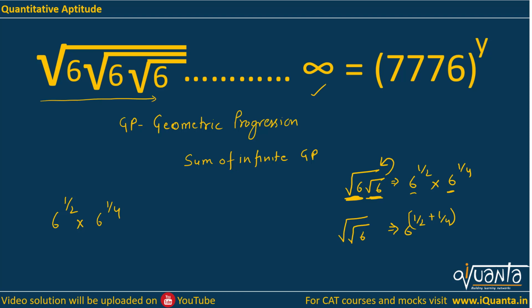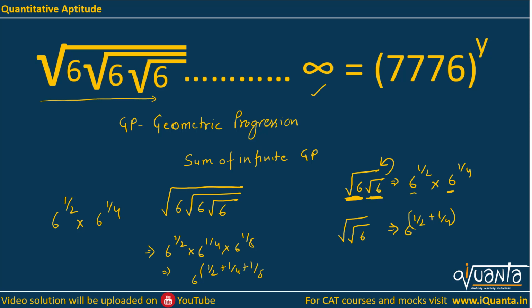Similarly, if we were given under root 6, then under root 6, then under root 6, then it would have been written as 6 to the power 1 by 2 into 6 to the power 1 by 4 into 6 to the power 1 by 8. In that case, we would have written it as 6 to the power 1 by 2 plus 1 by 4 plus 1 by 8. Now since we have infinite under roots, that means this sum of these powers will continue till infinity.